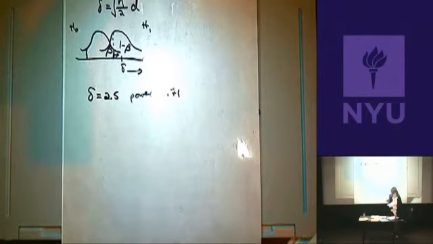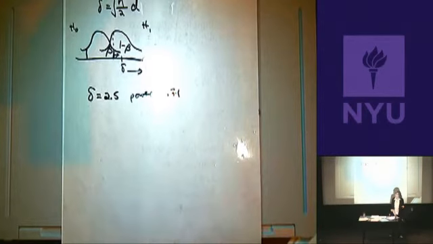By the way, if power is 0.71, what's the probability of making a type 2 error? 0.29, right? That's beta. Power is 1 minus beta. Type 2 error is beta.